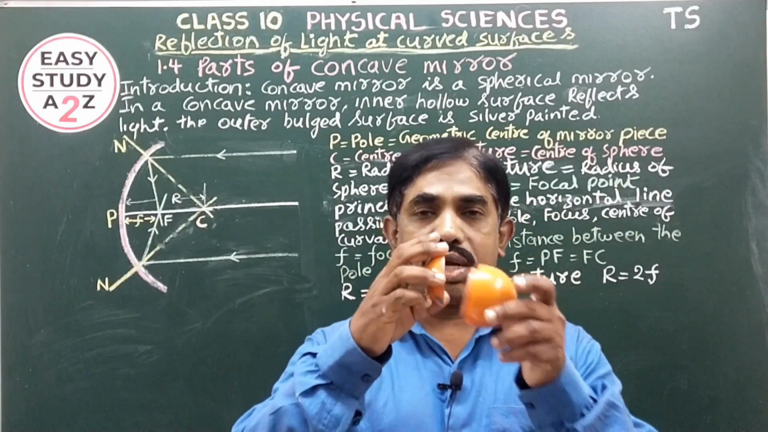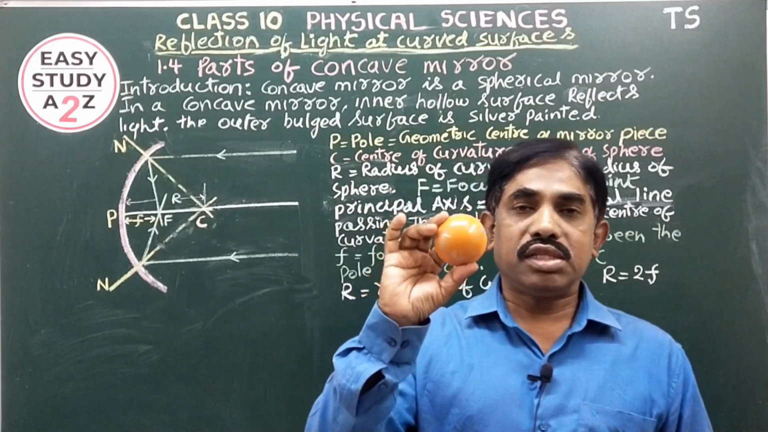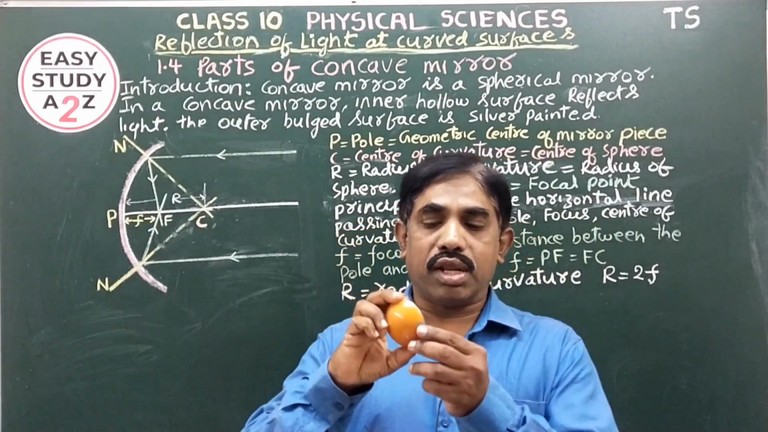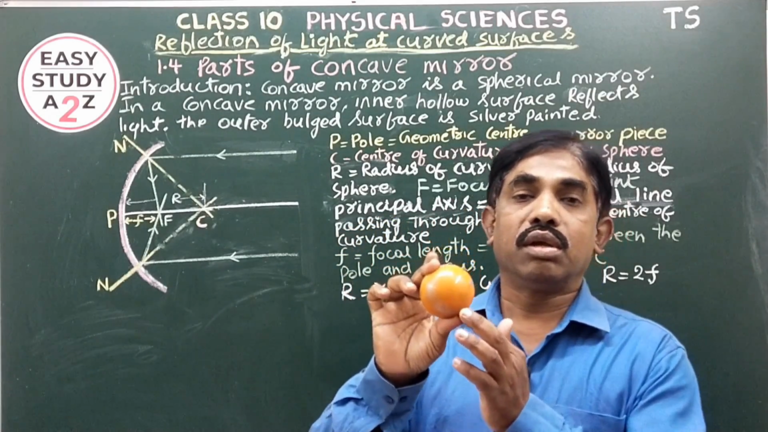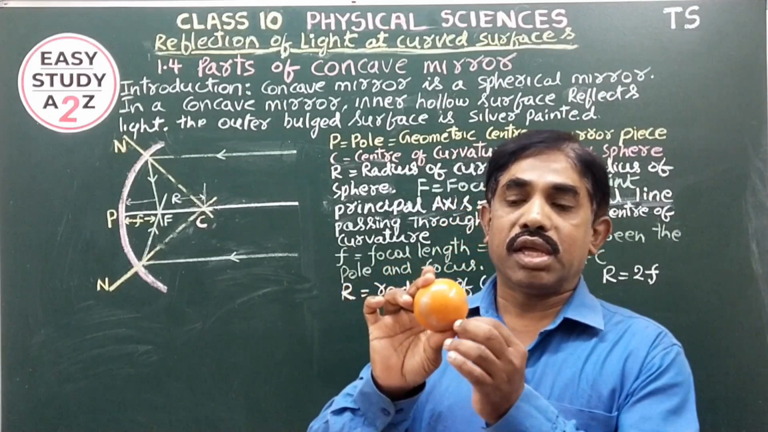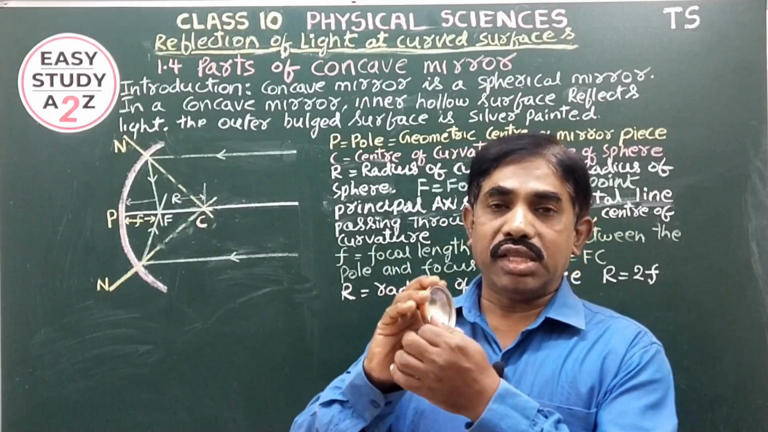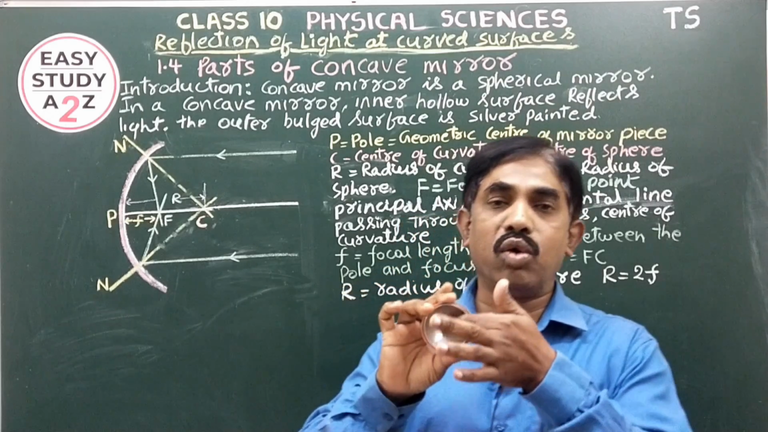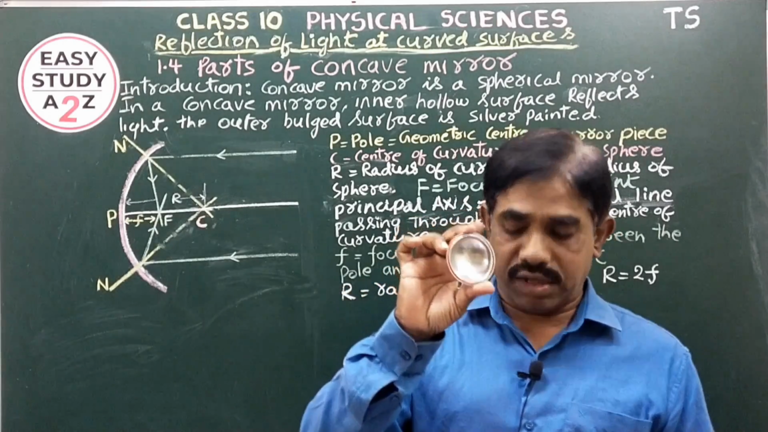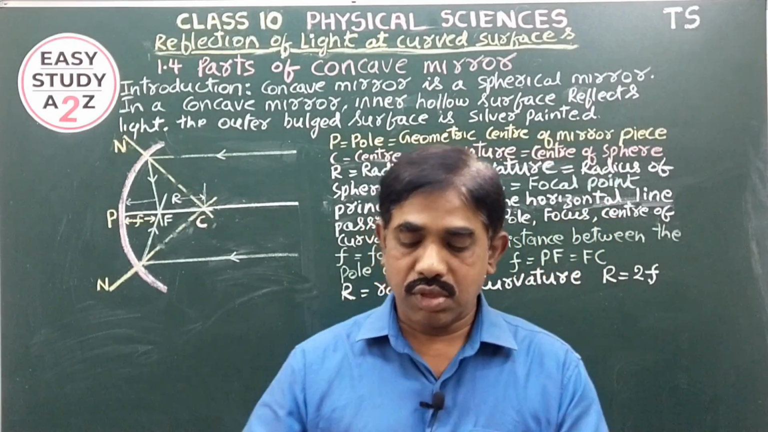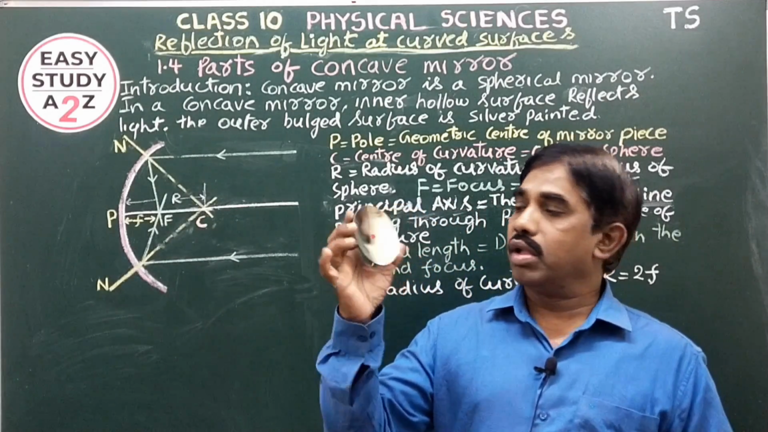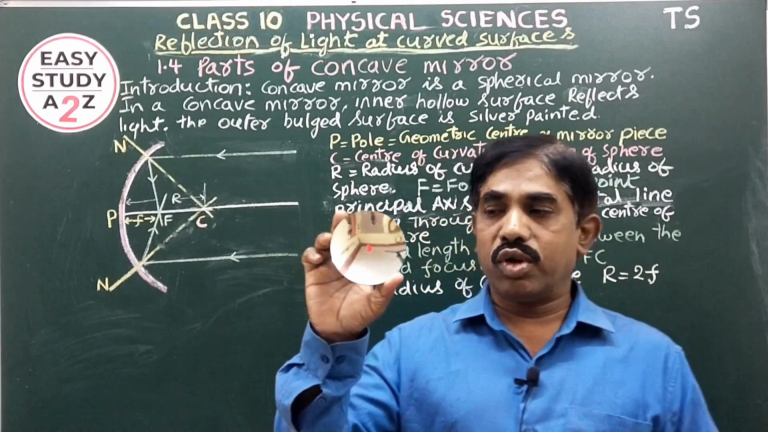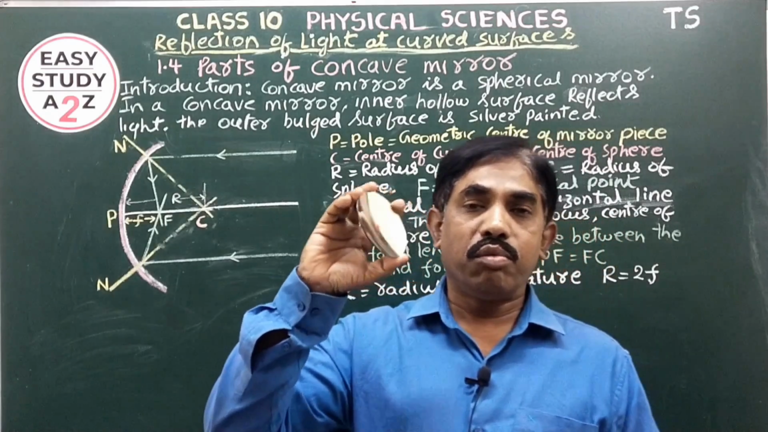Now, I will remove the part like this. See here, this is a concave mirror. The outside of this concave mirror is silver painted and the inside part of this is hollow and it reflects the light. Let me take one more example. This is also an example of a concave mirror.